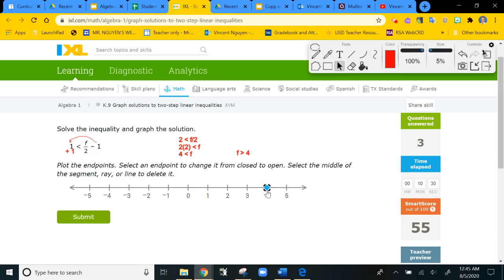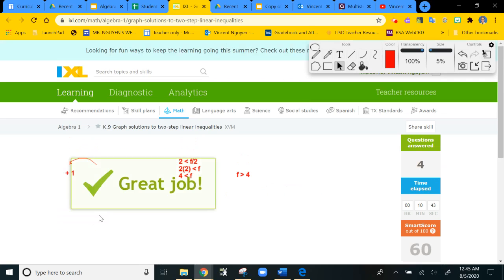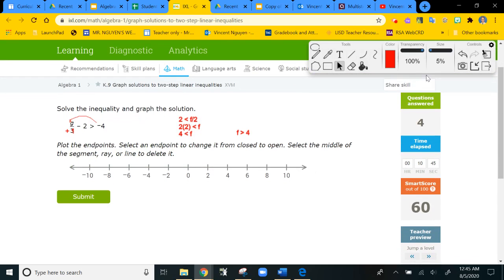Okay, so I'm going to go to 4. I have to click it 2 times because it's an open circle. There is no equal sign. And then notice it's greater than, right? So I'm going to travel this way. Hit submit. There we go. Okay. Another fraction problem. I'm going to do one more and then I'm going to jump levels.